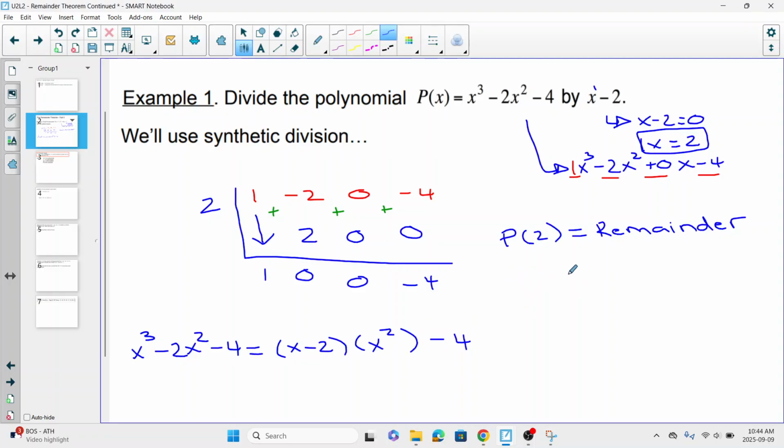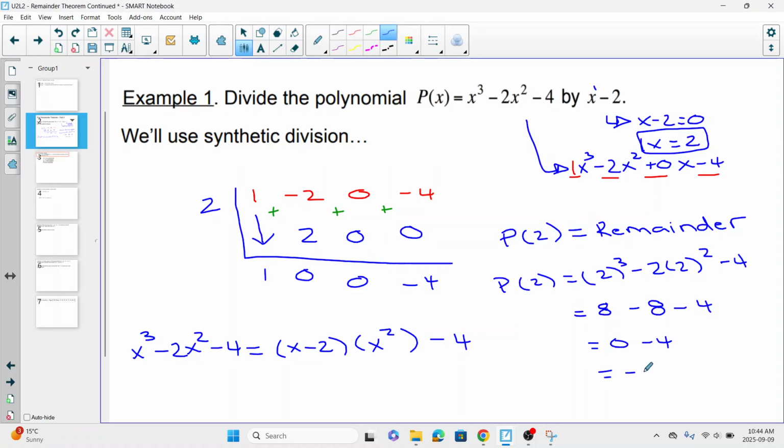So if we sub in 2 to our original function, so p at 2 is equal to 2 cubed minus 2 times 2 squared minus 4. 2 cubed is 8. Order of operations here, we do 2 to the power 2 first, which is 4, multiplied by negative 2, which is negative 8. And then we have minus 4. 8 minus 8 is 0. 0 minus 4 is negative 4. And would you look at that? It is the remainder from when we did our synthetic division. Remember, that last number also represents the remainder.